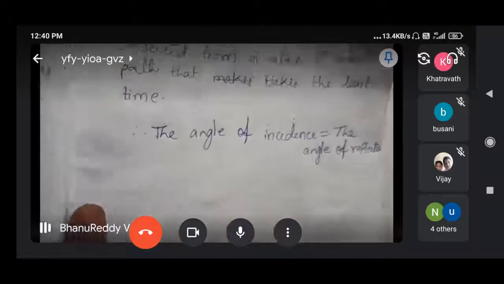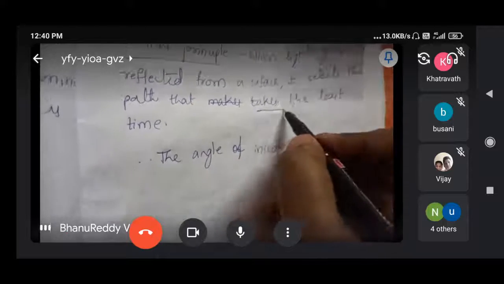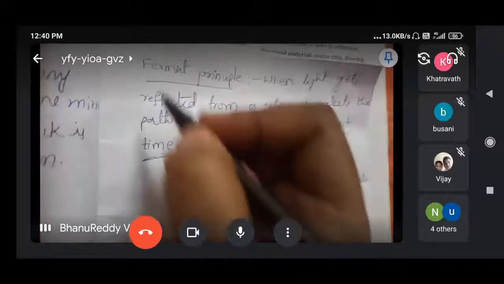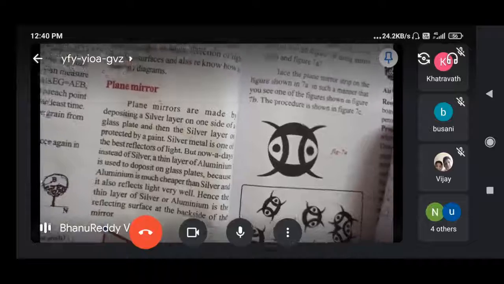Okay? This is activity 1. Light always selects the least time taking path. That is Fermat's principle, which is proposed by Fermat. And about plane mirrors we will discuss now.